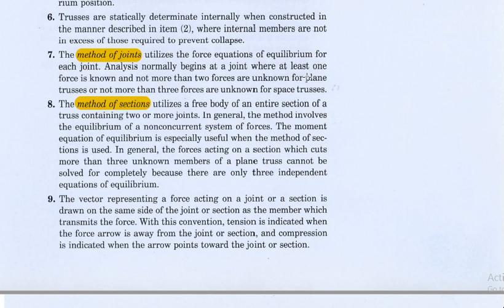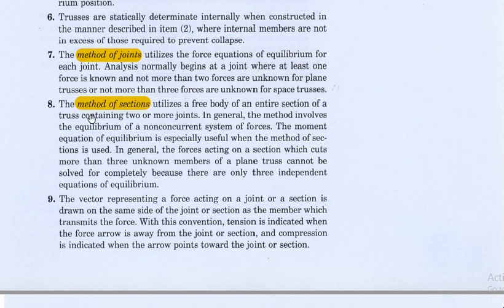It means there are two types of methods to solve the equations for trusses: the method of joints and the method of sections. In terms of the method of joints, we start from a joint where at least a single value is known and not more than two values are unknown. And in case of space trusses, at least one value is known and not more than three values are unknown.